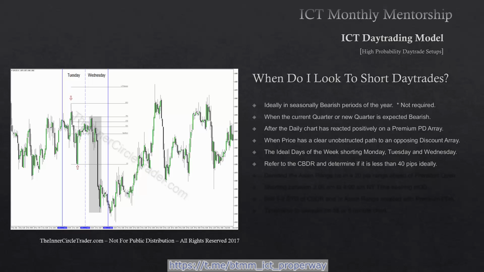Refer to the central bank dealer's range and determine if it's less than 40 pips ideally. Demand the Asian range to be 20 pips or less ahead of the Frankfurt opening. That's basically 1 o'clock in the morning New York time. It's early London. Shorting between 2 a.m. and 4 a.m. New York time, seeking the high of the day.